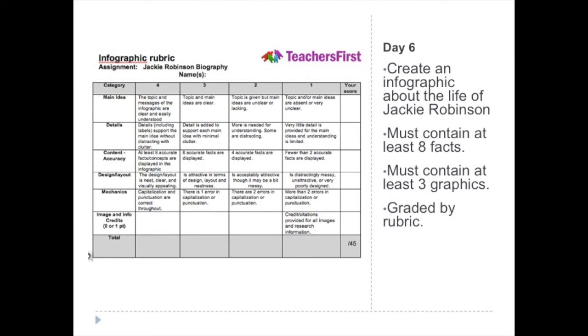On day 6, the students will select a template from Piktochart.com to design an infographic using biographical information about Jackie Robinson and his impact on the sport of baseball. The students must include 8 facts and 3 graphics. This will be published on their websites and printed up for the bulletin board. This infographic will be assessed using a rubric.